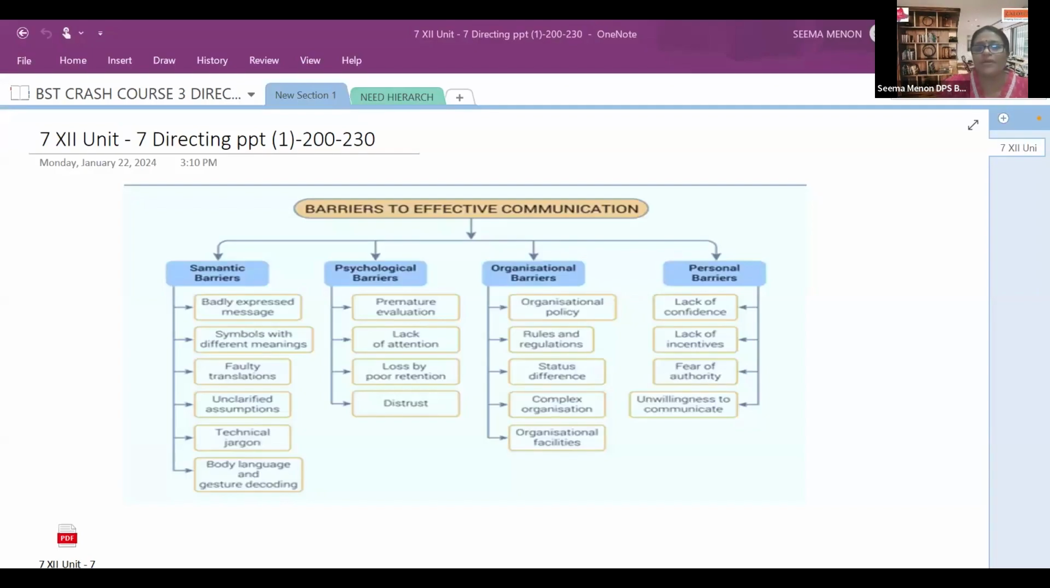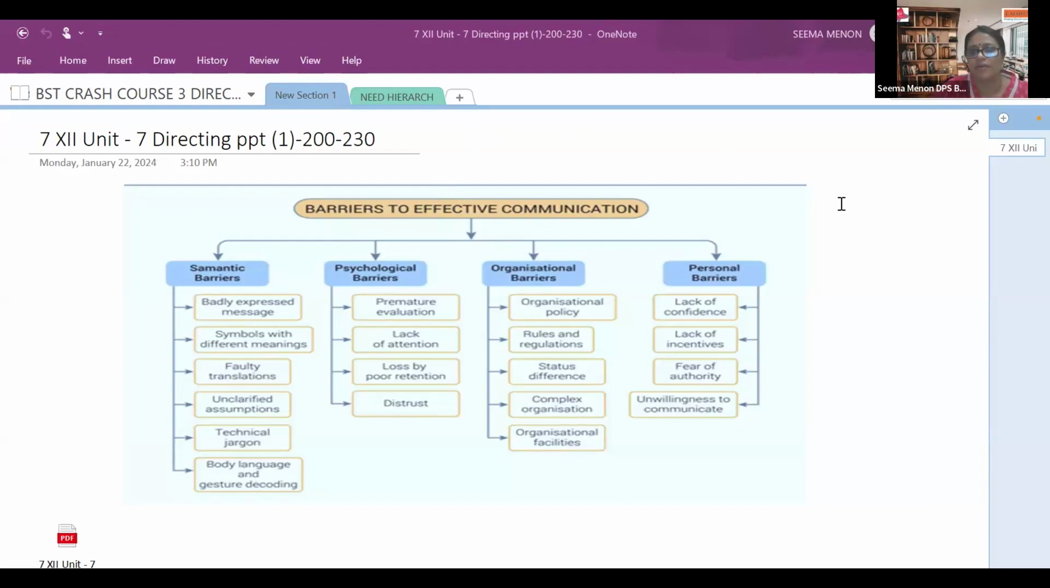Today we are going to discuss barriers to communication. So let me share the screen. We already discussed the directing chapter, in which there are 4 elements. The first is supervision, which is not in your syllabus, and the second is motivation. Yesterday we discussed the need hierarchy theory by Abraham Maslow. After that comes leadership, then communication.